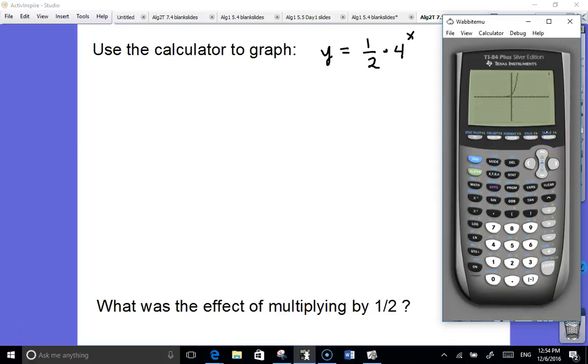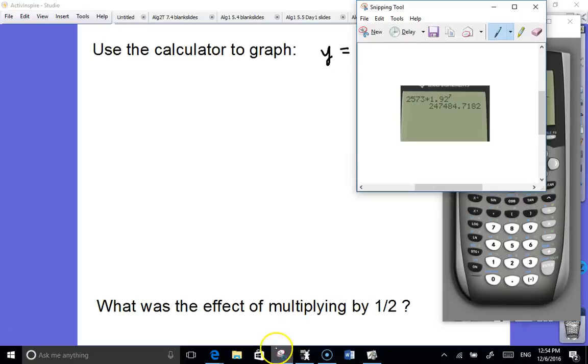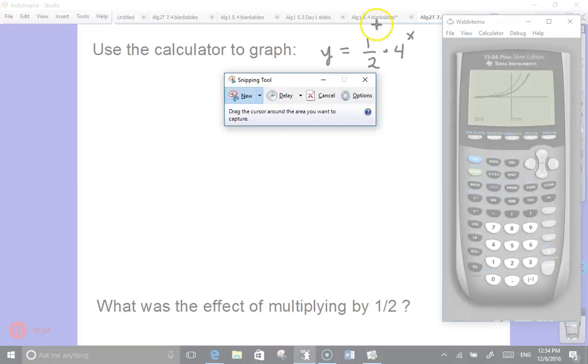there's the first one, and there's the second one. Now they're kind of hard to see, so I'm going to zoom in with the calculator. Go zoom and 2 for zoom in. Enter. There's the first one. And there's the second. So let me snippet that.